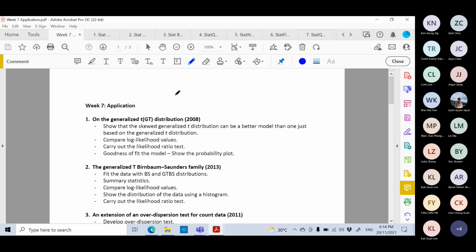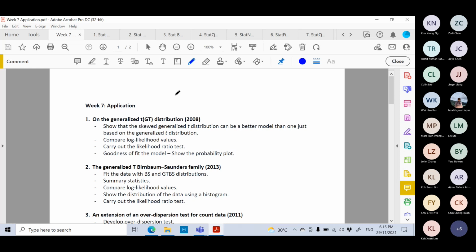In this paper, instead of only generalizing the T distribution, they have a skewed generalized T distribution. The objective of this paper is to propose something about the generalized, or what I call a skewed generalized T distribution, and then compare it with the existing generalized T distribution.